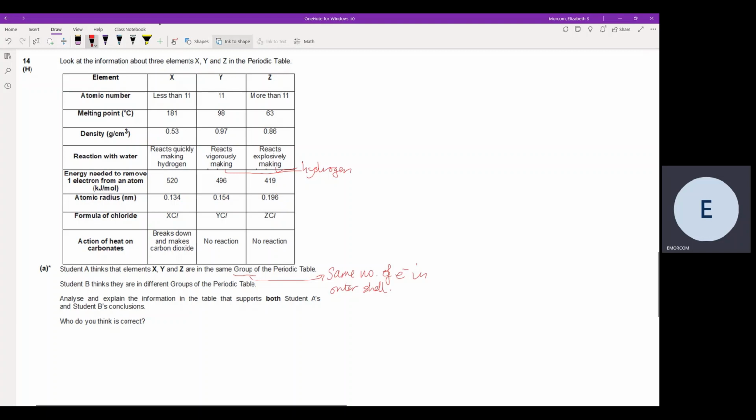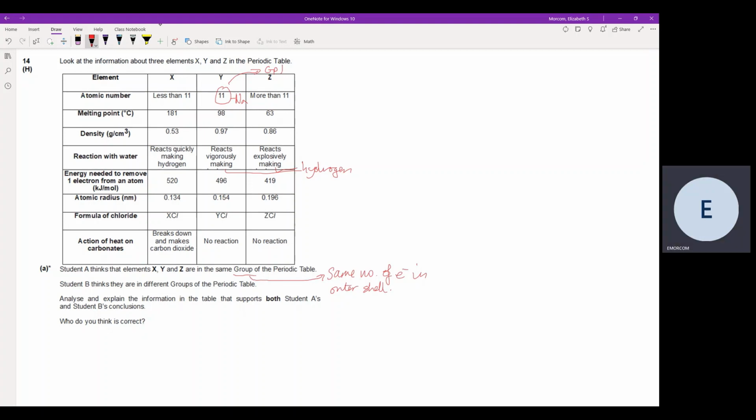Now, looking at the first one, we can see that the atomic number of Y is given to us as 11. If you look at the periodic table, you'll see that that means it's sodium, okay, because that has 11 protons in its nucleus, so that's its atomic number, which means that we're looking at everything having to be in the same group as sodium if A is correct. So therefore, we're looking at group 1. Okay.